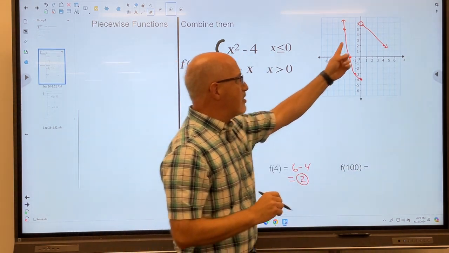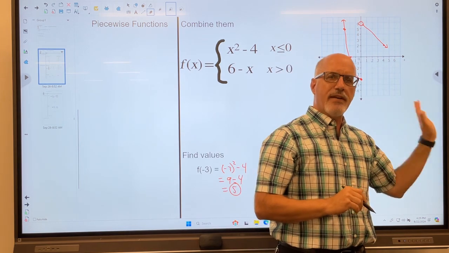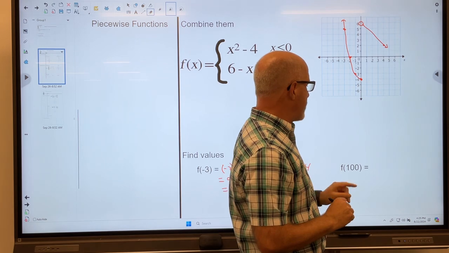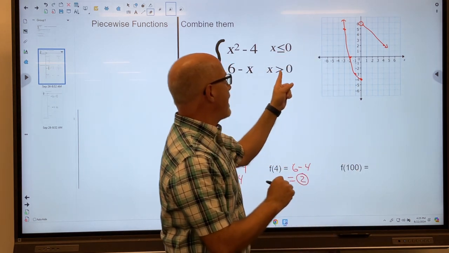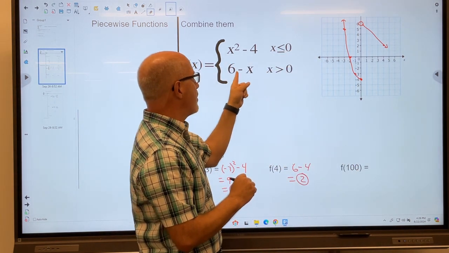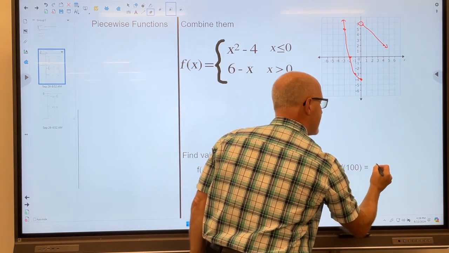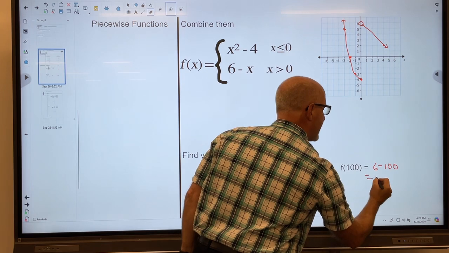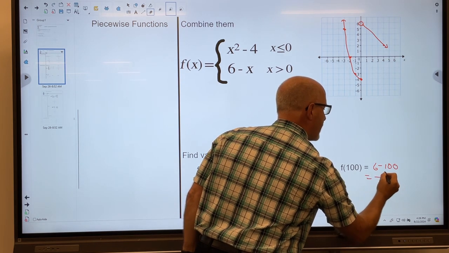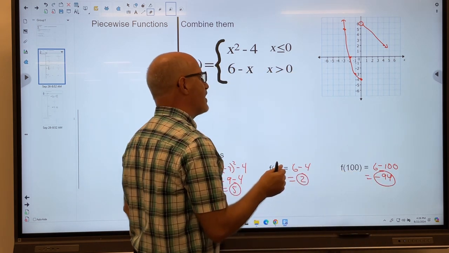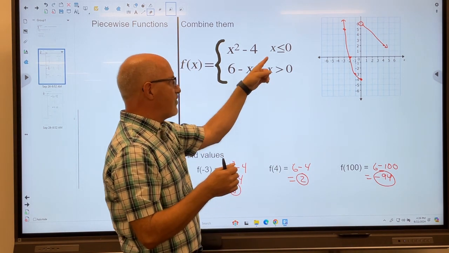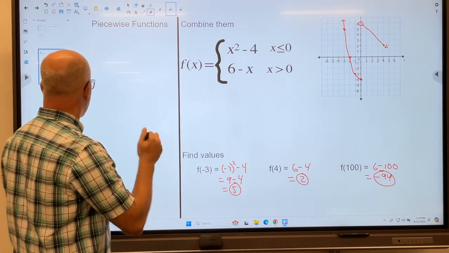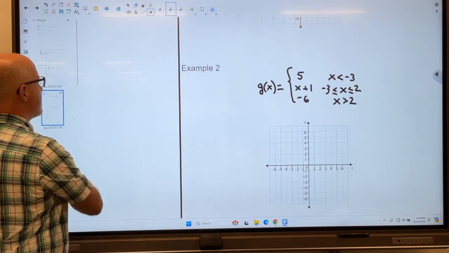Now 100 doesn't show up on the graph. It's way off, x equals 100. It's way off to the right of this graph. But all we have to do is look back at the rules. 100 is greater than 0, so I'm going to put it into this one. 6 minus 100, using that rule, and I get negative 94. So these piecewise functions, look for where the x fits into the domain here and use that rule that goes with it.